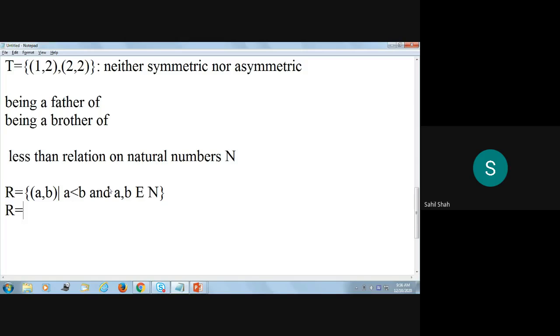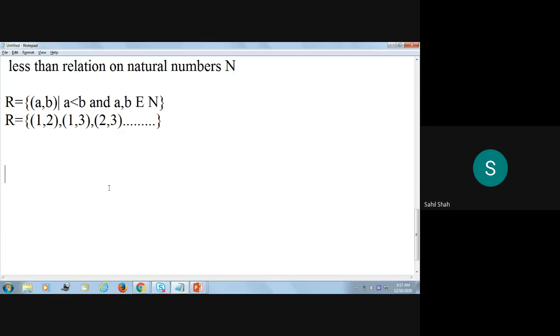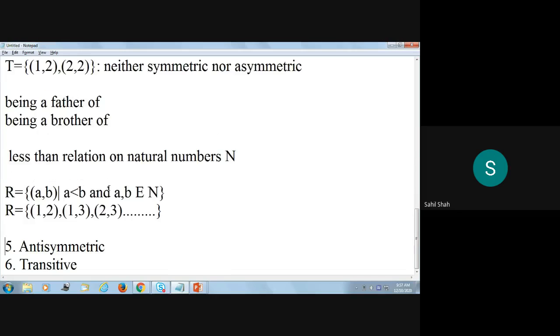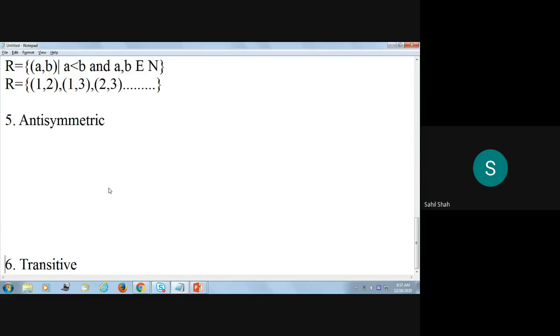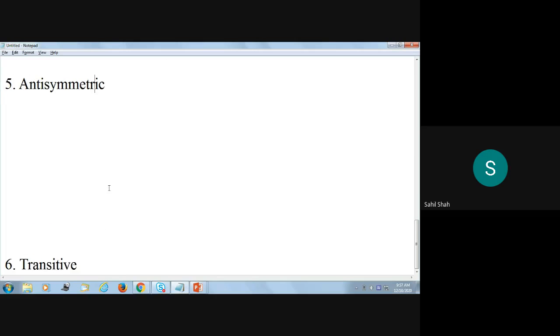So R will have elements like 1 comma 2, you could have 1 comma 3, you could have 2 comma 3, and so on. Are you getting anywhere self loops? No, you cannot have any pairs in reverse as well. So this will be a good example of asymmetric relation. Moving further, what to do if I'm interested in self loops? So anti-symmetric, the other category of binary relation property. I'm saying here self loops are allowed.